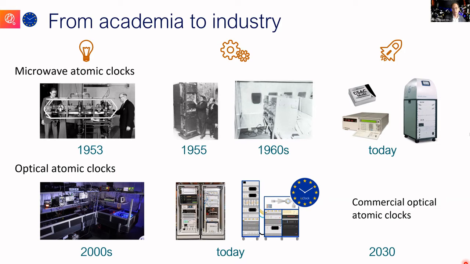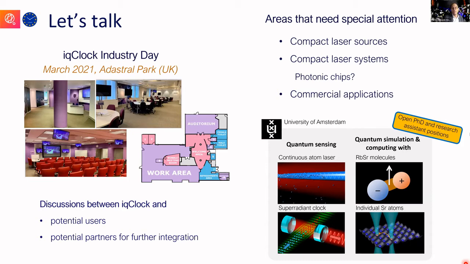And I think over the next years, we will get to commercial optical atomic clocks and hopefully expand the market more and more. And we are just at the beginning of this road. There are lots more questions that need to be addressed beyond what we can do in this 3.5 year iqClock project. We need even more compact laser sources, more reliable laser systems, photonic chips, perhaps; we will have a talk on this just later. And we need to think more about commercial applications. What's going to be the first killer application? Defense, perhaps, and telecom? We need to discuss this.